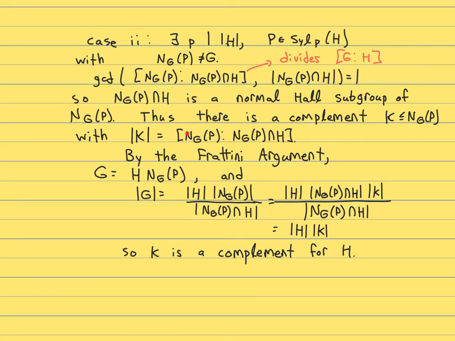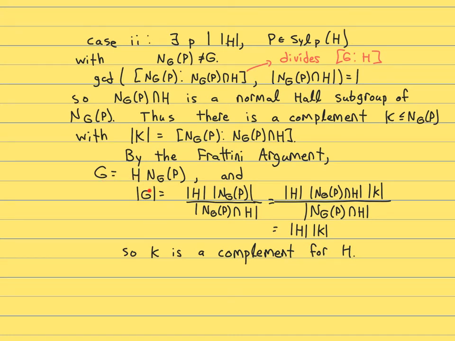Its size is this index of the intersection of H with the normalizer in the normalizer. Well, now we finally get to apply the Frattini argument, because H is a normal subgroup, and P is a Sylow subgroup of H. G is equal to this product.